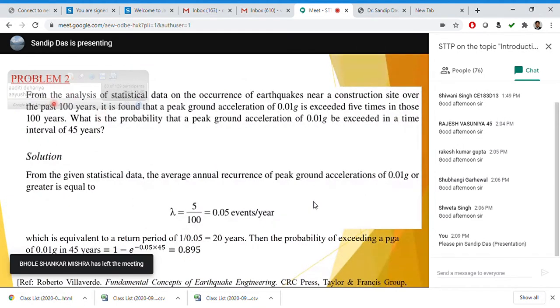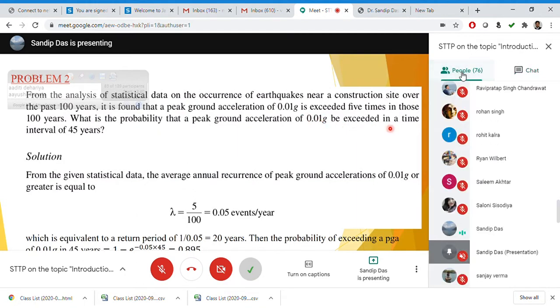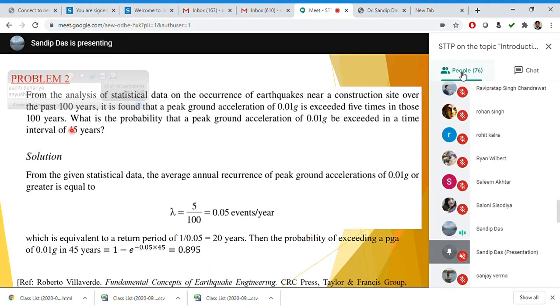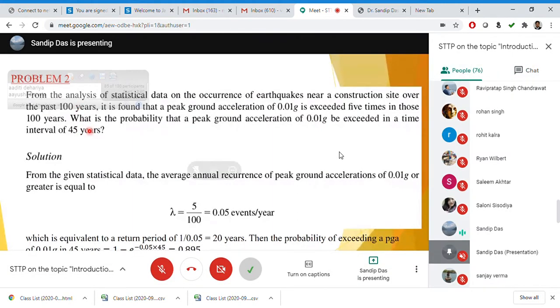The problem says that from the analysis of statistical data on the occurrence of earthquakes near a construction site over the past 100 years, it is found that a peak ground acceleration of 0.01 g is exceeded 5 times in those 100 years. What is the probability that a peak ground acceleration of a certain value will be exceeded in a time interval of 45 years?